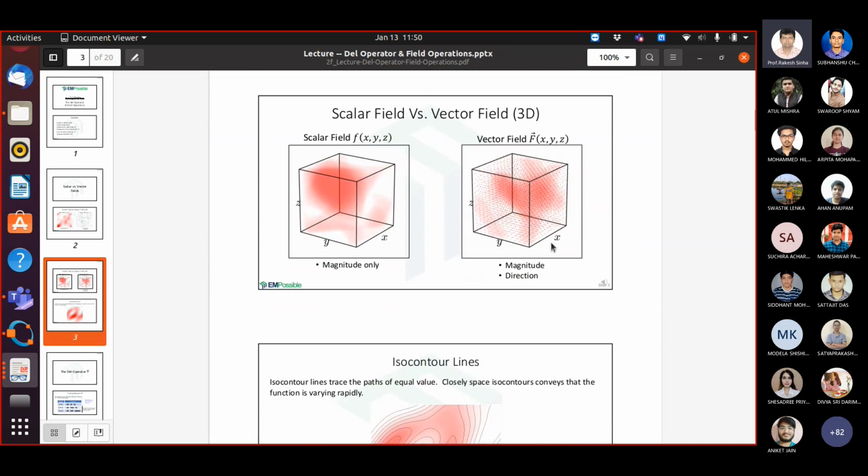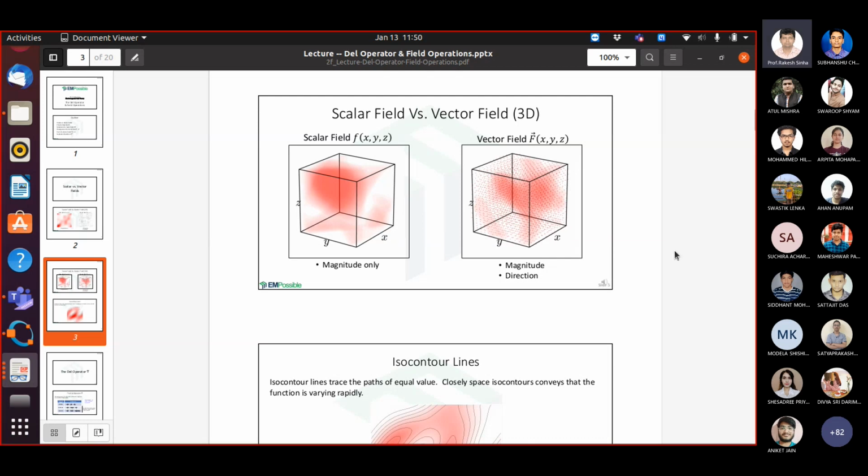So this is a 3D view of a field. Here the darker area indicates a lower magnitude, and the lighter area a higher magnitude. The strength is also shown in terms of shaded area, lighter and darker, and the direction is shown by the arrow, because this is a vector field.